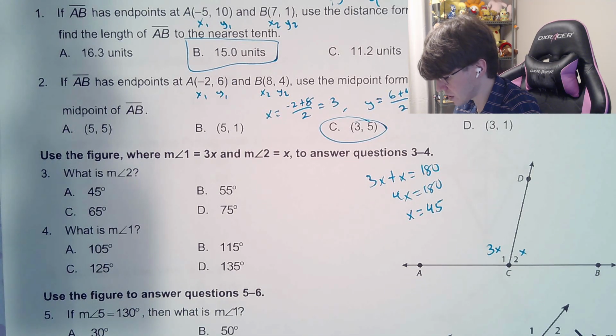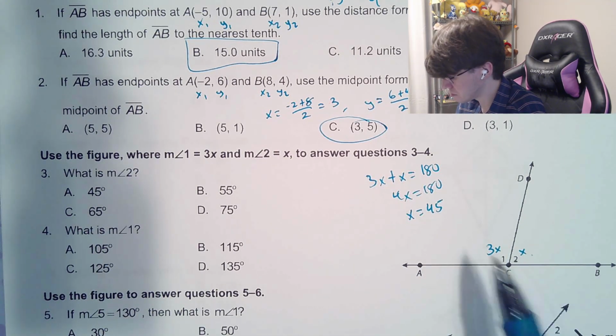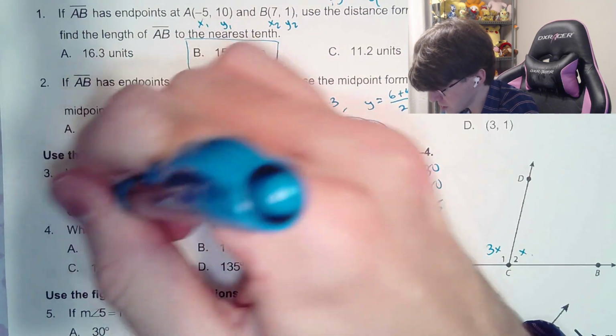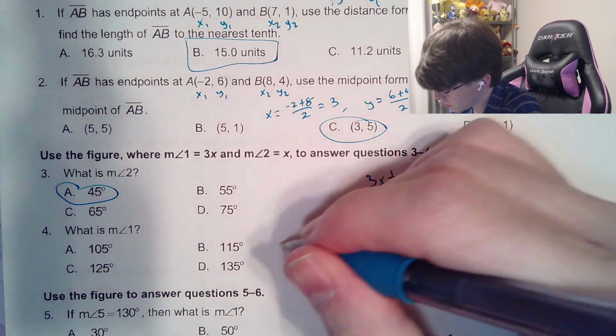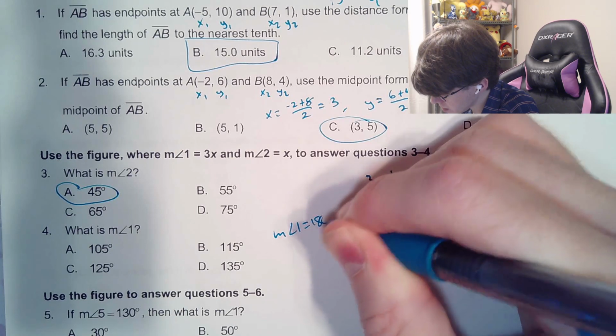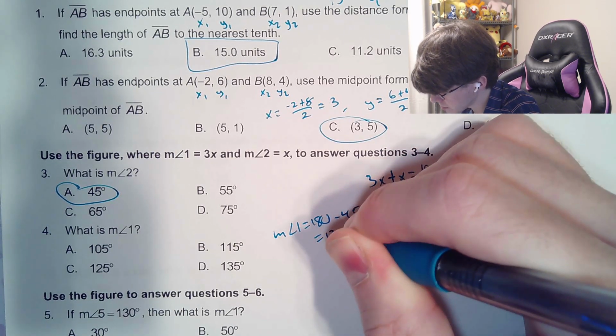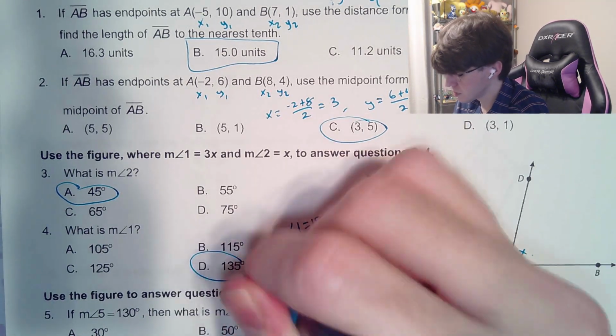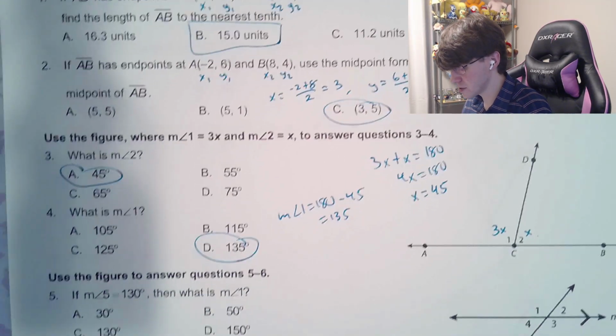So that's 45 for the x value, and that is the measure of angle 2. Nothing to even plug it into. Nice. And the measure of angle 1 is going to be 180 minus the other guy. That's going to be 135.